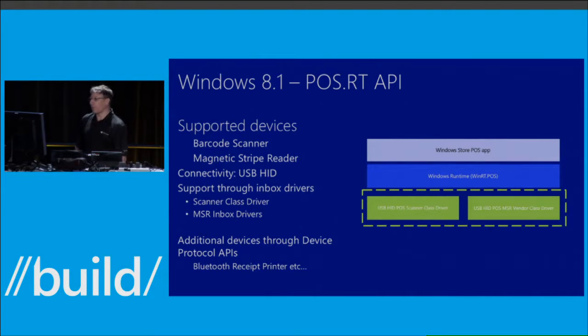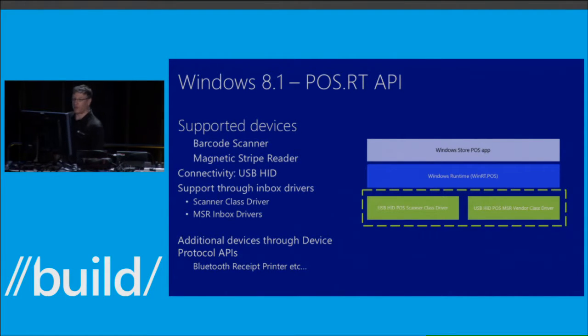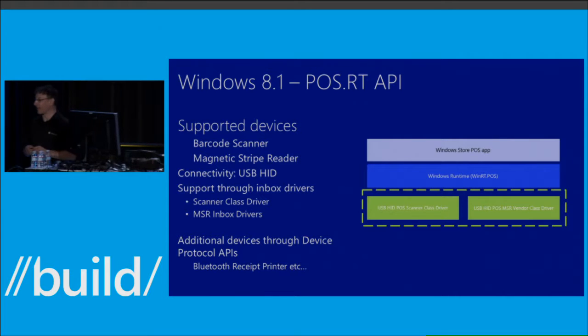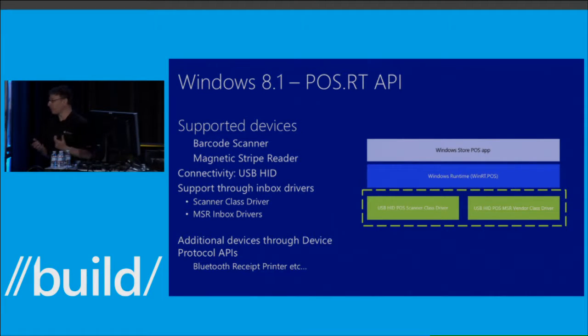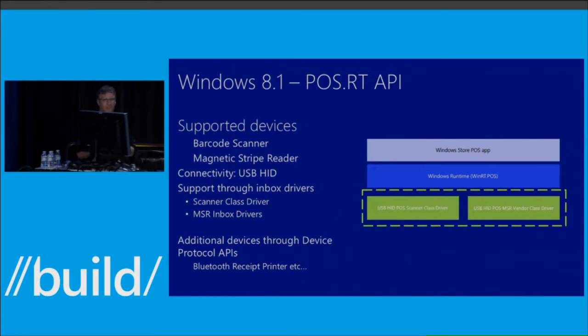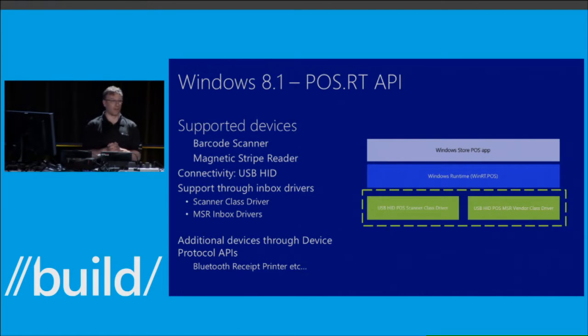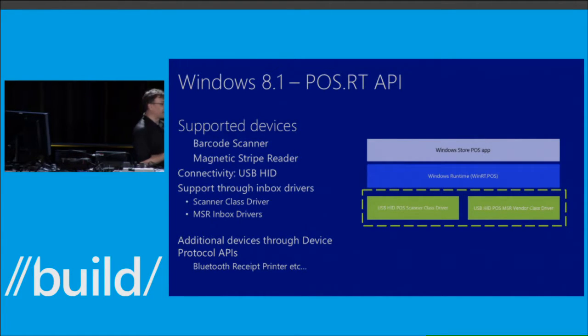So for Windows 8.1, the POSRT APIs, the supported devices, which really what we're doing here is adding in APIs to solve that scenario that I gave you at the beginning of the session, that kind of mobile POS solution, the ability for you to line bust within a store, or potentially build some of these broader fixed category devices that use scanners and magnetic stripe readers. So the first two devices are barcode scanner and magnetic stripe reader. Connectivity is through USB HID.